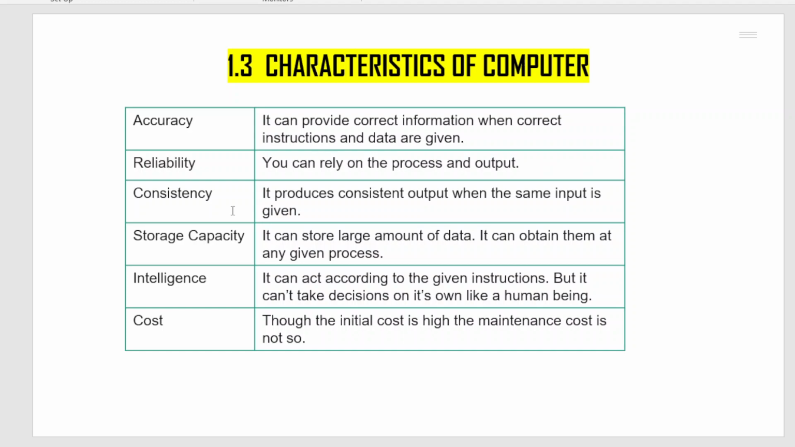Then what about intelligence? Is a computer a genius? No, a computer is not a genius because we have to give instructions. As humans, we can think and do, but a computer can't think by itself. So it can't take decisions on its own like a human. It only acts according to the instructions given by a human.